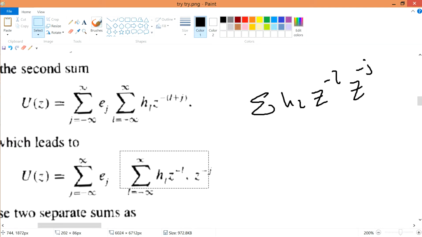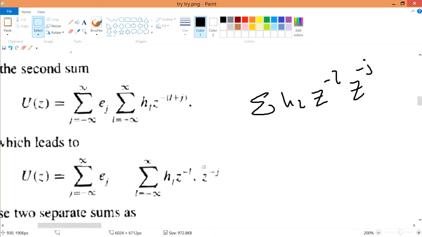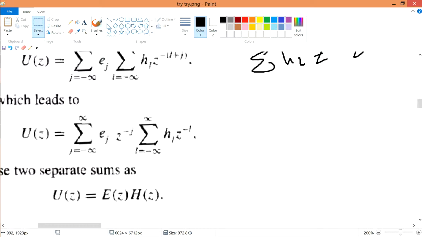Next, I'll simply shift this to the other side. Sorry, a while. So I'll shift this to this side. Next, if you find this familiar, this is a z transform of h(l), right?